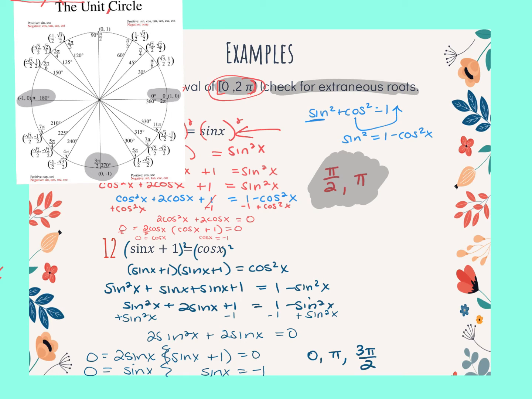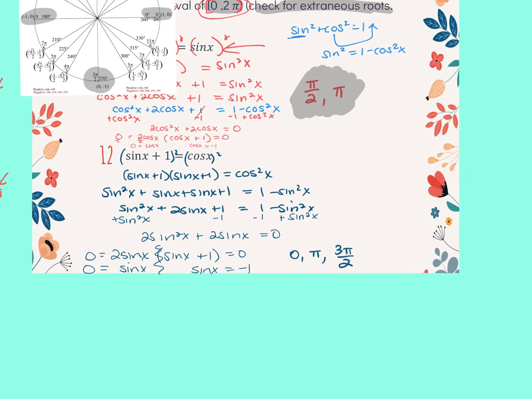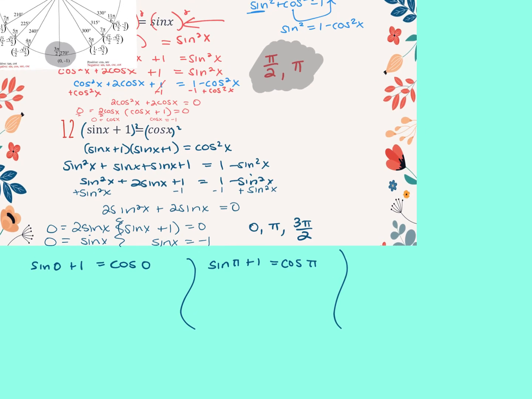Then we check these. So we plug them back in. Sine of 0 plus 1 equals cosine of 0. Sine of pi plus 1 equals cosine pi. And sine 3 pi over 2 plus 1 equals cosine 3 pi over 2. Okay, I'll give you a minute or two to catch up, but I can't go much more than that because we need to get through the multiple angle one.